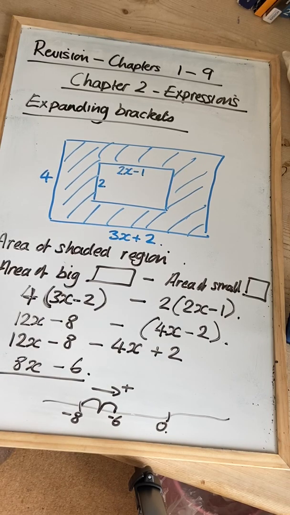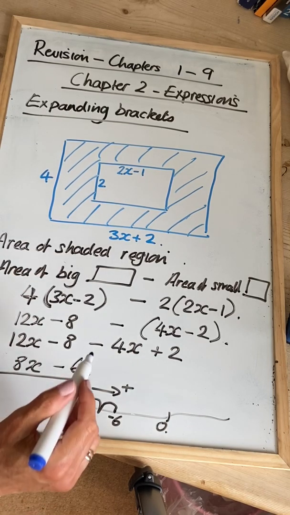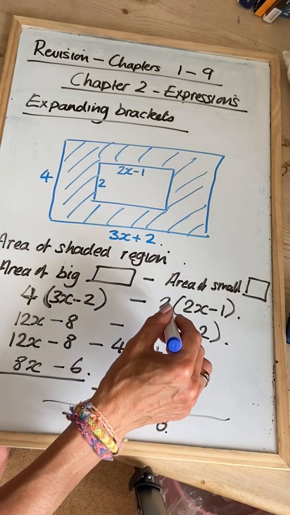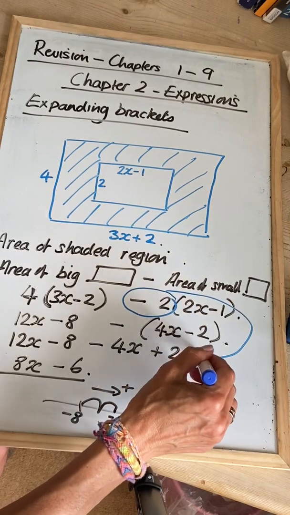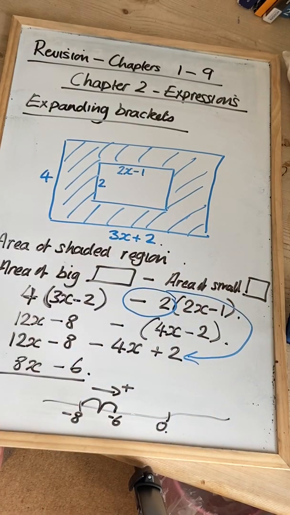Now, this is in algebraic form. They could easily ask you for a question in this form. Just one thing to bear in mind again, of course, if you use minus 2 to multiply through, you would have gone straight to that line there. Okay, right. So we've done expanding brackets.